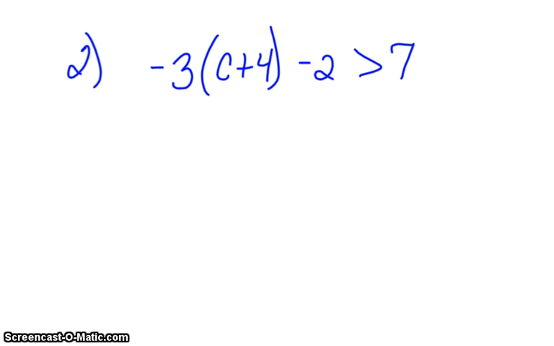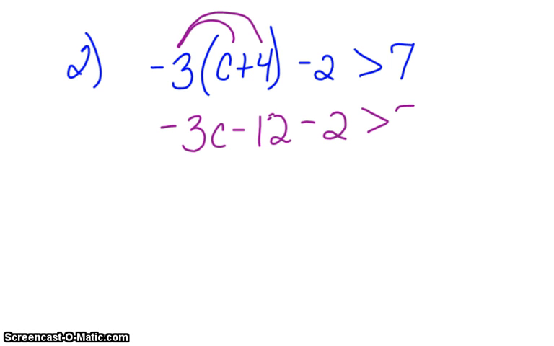Okay, next example, let's do distributive property first. I've got a negative 3 out there. So I get negative 3c minus 12 minus 2 greater than 7. Again, these guys are already on the same side. I'm just going to combine like terms. No opposite operations when they're already on the same side. So negative 12 and negative 2 makes negative 14.